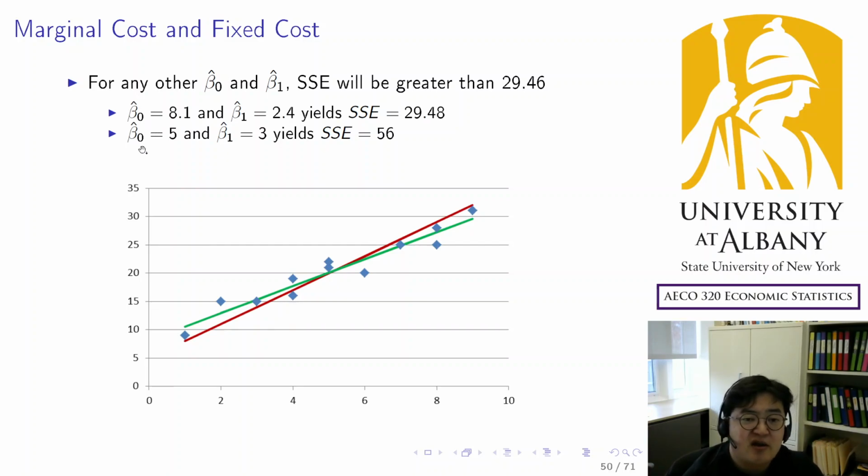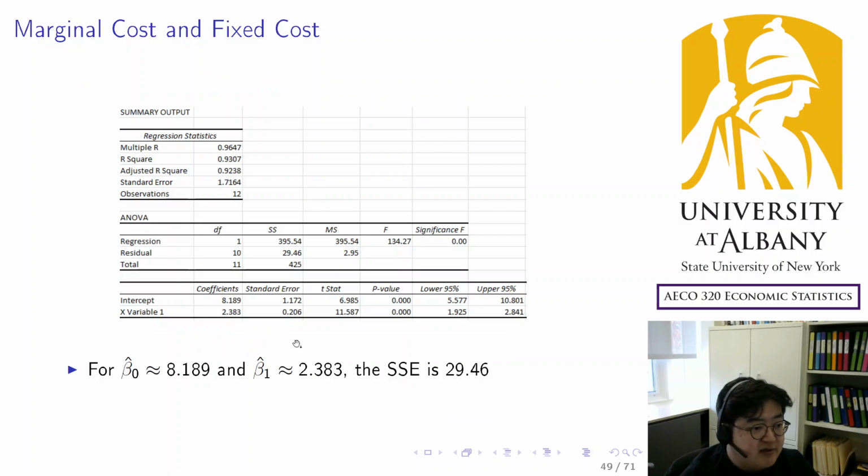And now let's try totally different numbers. Like say beta 0 is 5, beta 1 is 3. Then it will become another line like this, and your sum of squared errors will become 56. Increases a lot, right? So whatever number you try, the minimum is given here. This will minimize the residuals. That is how the estimator is designed, right?